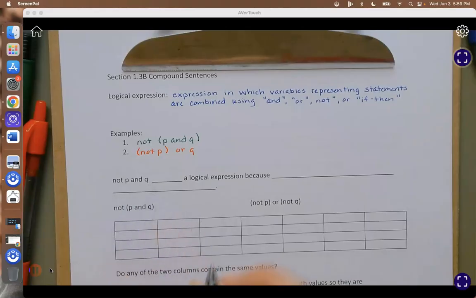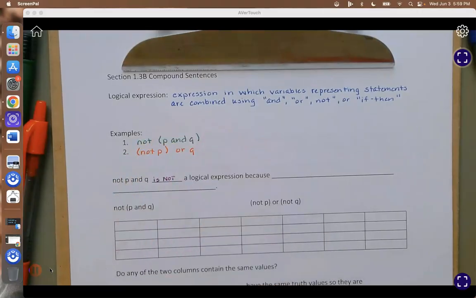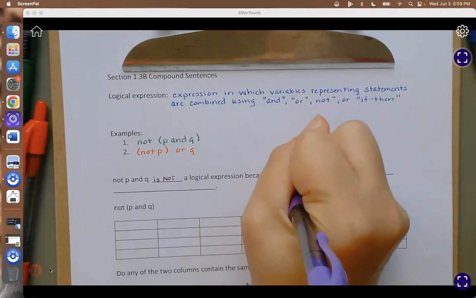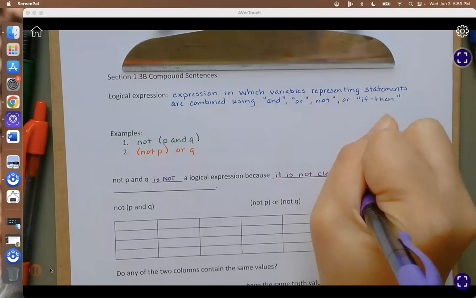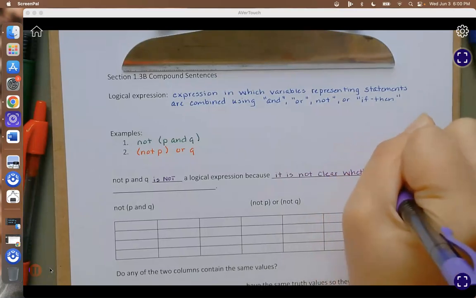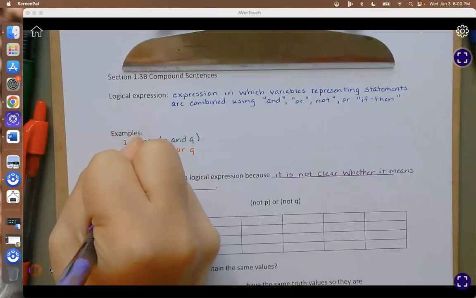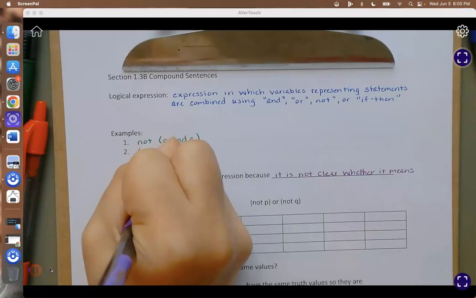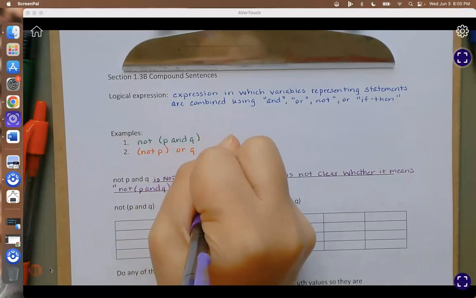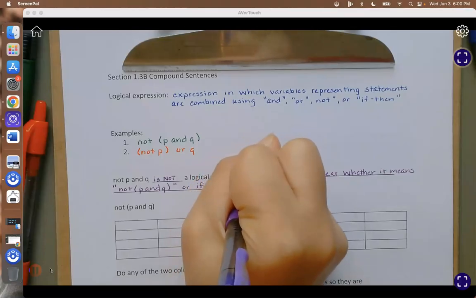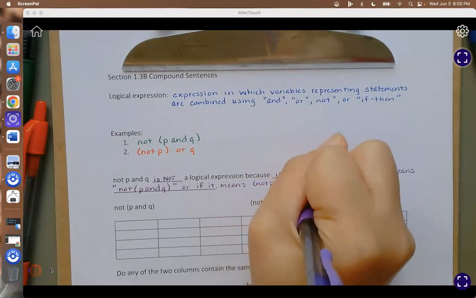So if you saw that written somewhere, this is not a logical expression because it is not clear whether it means not P and Q or if it means not P and Q.